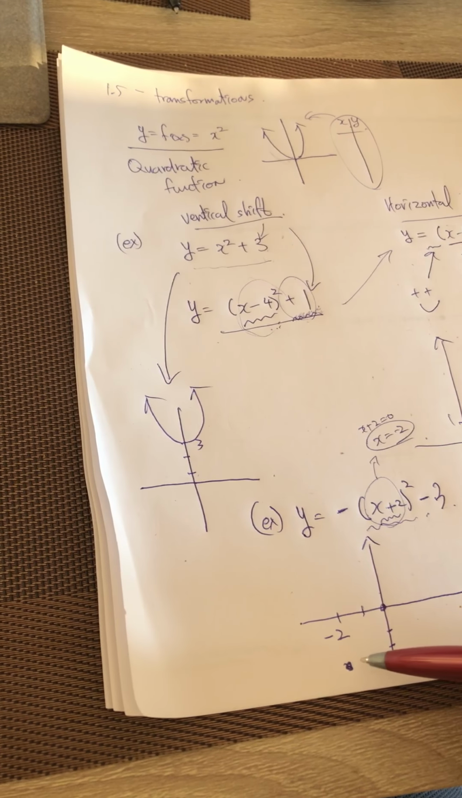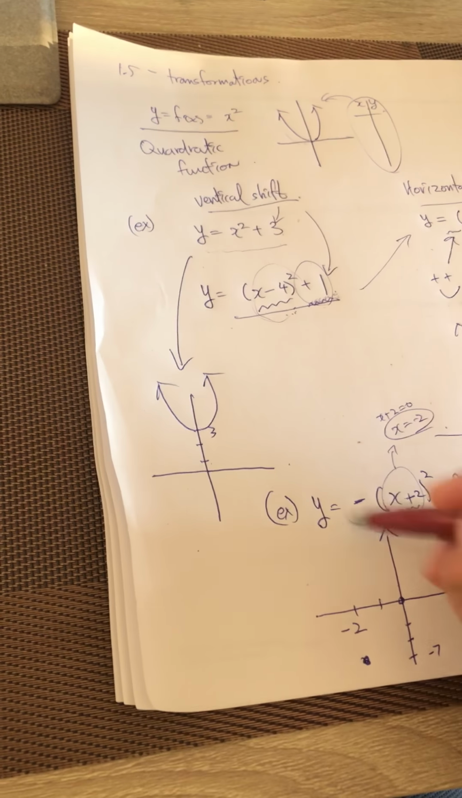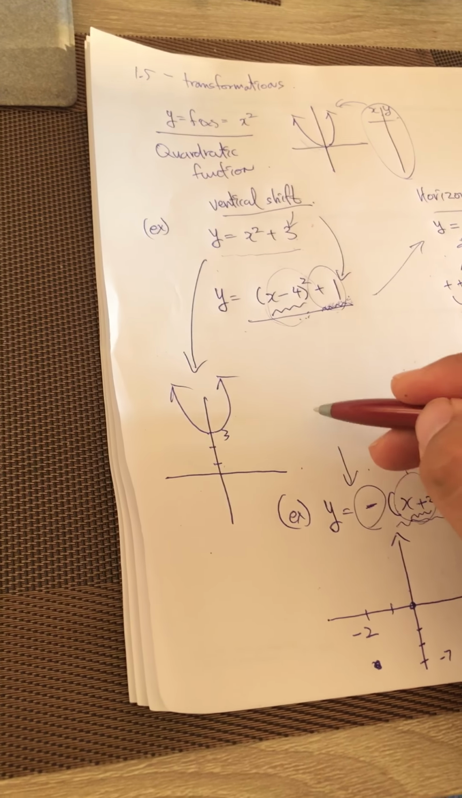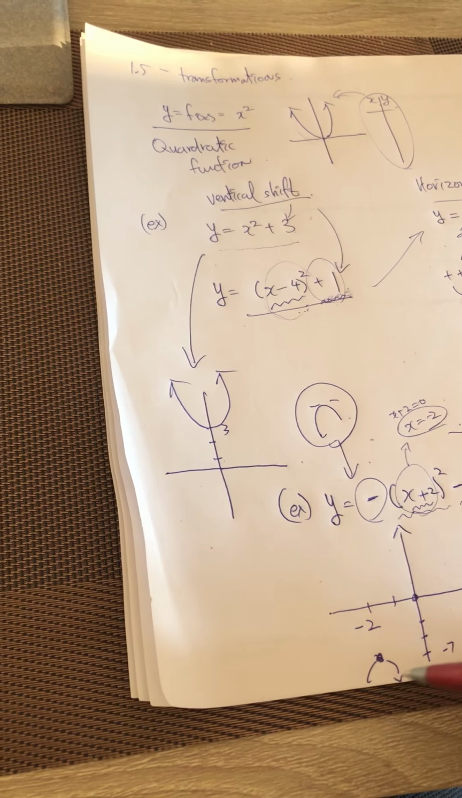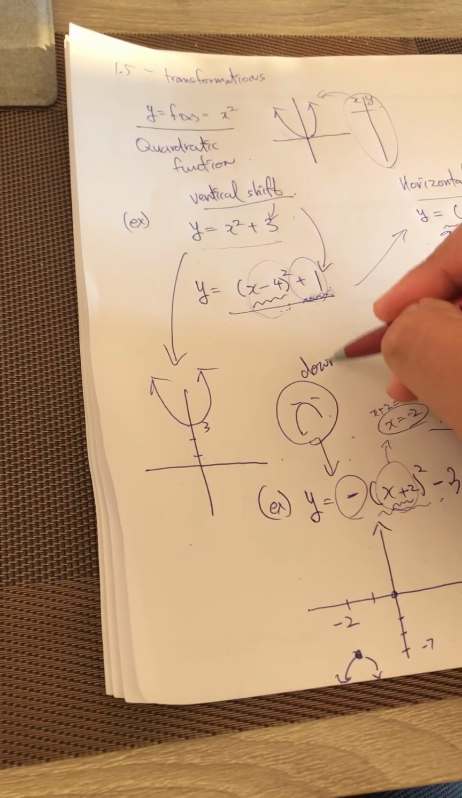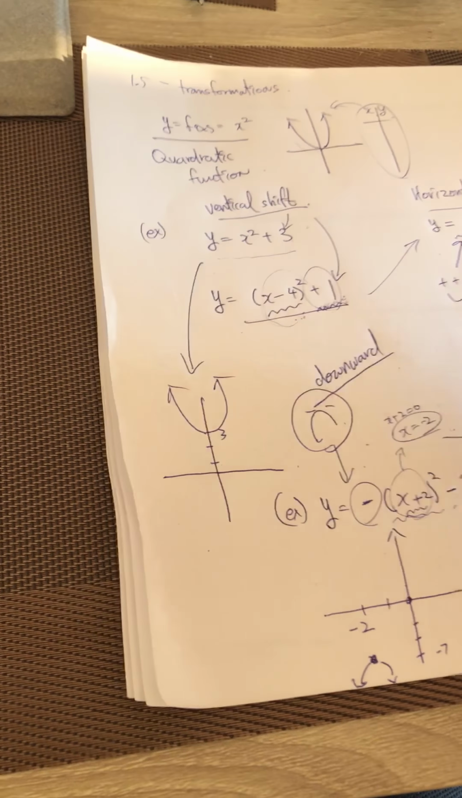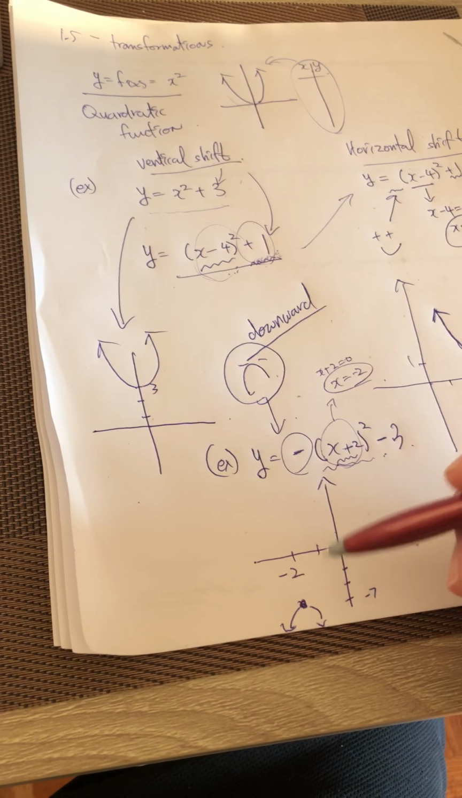Now, because of the negative right in front of the parentheses, we're going to apply a sad face, which we call downward, okay? And here's my sketch, okay?